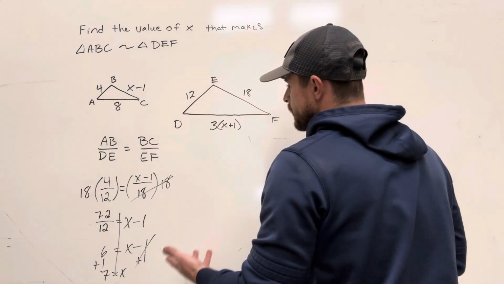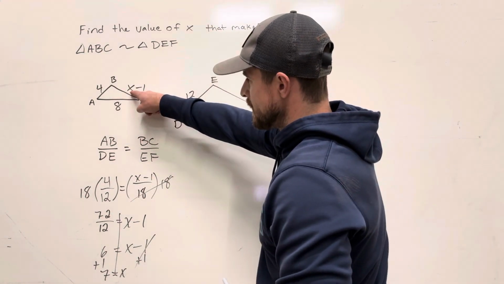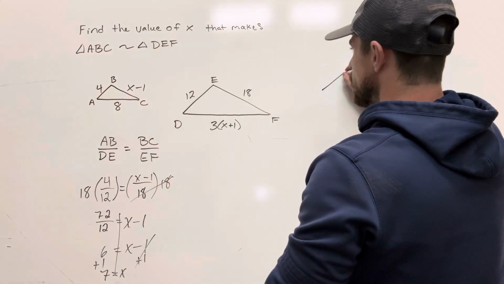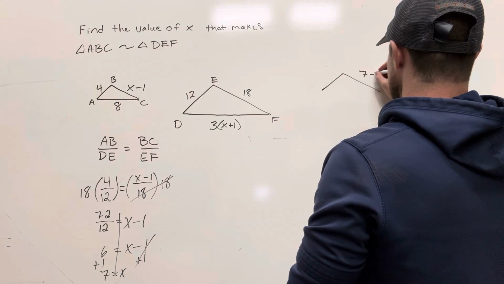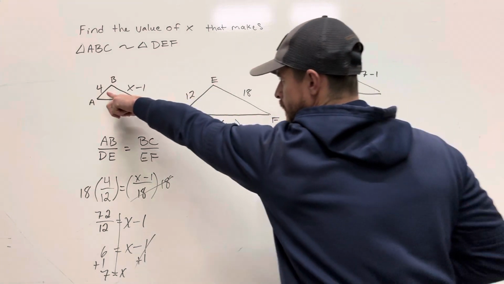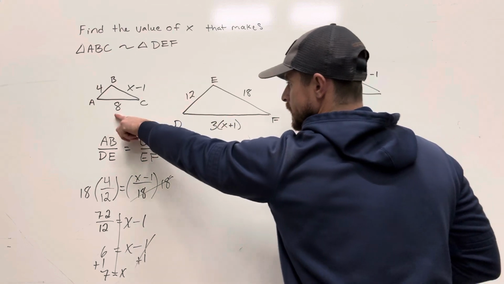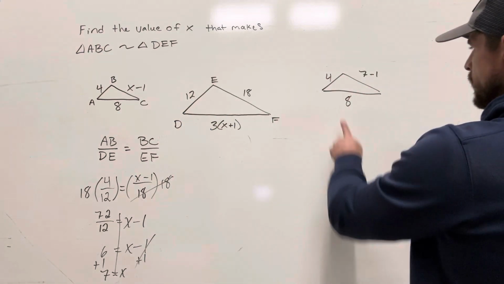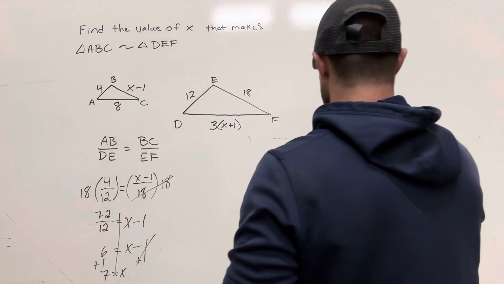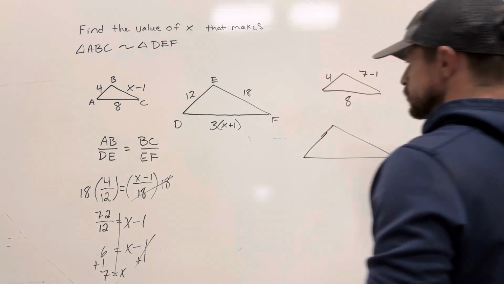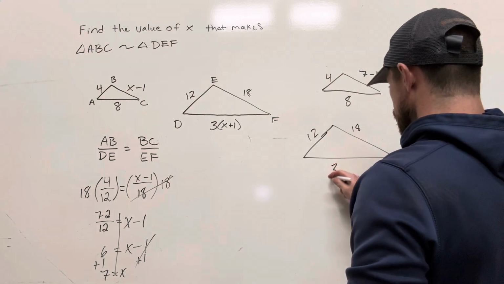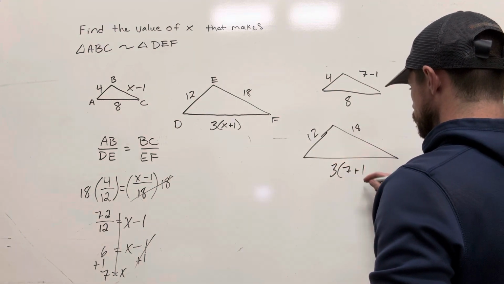So what we're discovering right now is this has to be a 7. So we've got a 4 by 7 minus 1 by 8. So 4 here, 7 minus 1, and then 8. So this triangle of 4 by 7 minus 1 by 8 has to be similar to the larger triangle, which is 12, 18, and then 3 times 7 plus 1.